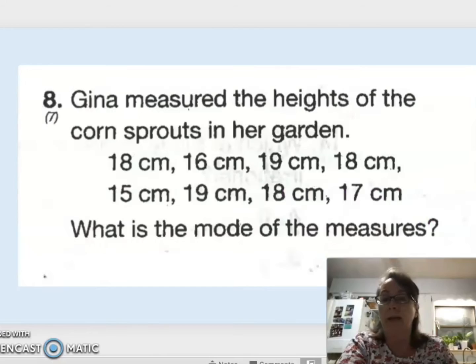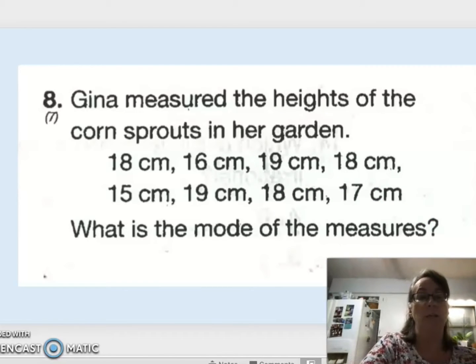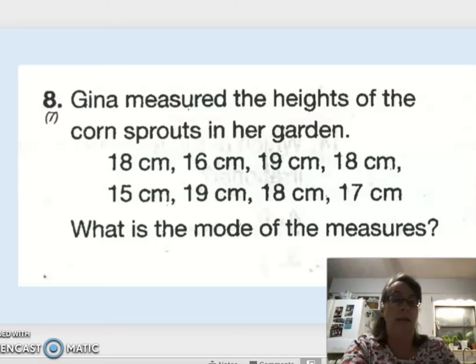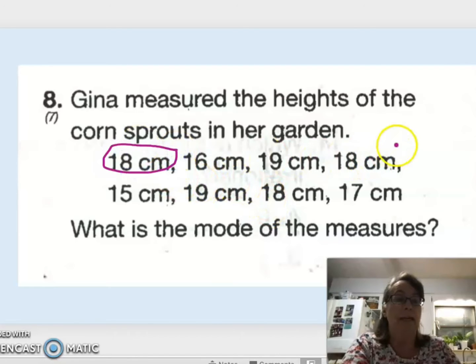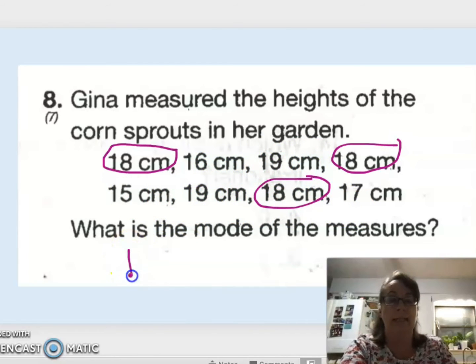Okay, number 8 says Gina measured the heights of the corn sprouts in her garden. What is the mode of the measures? Now, the mode is the one that's hit the most times. So we have an 18, an 18, and an 18. Okay, now I would take that as your work because you're just counting something, aren't you? Nothing else has 3 things. So we're going to say 18 centimeters is the mode.